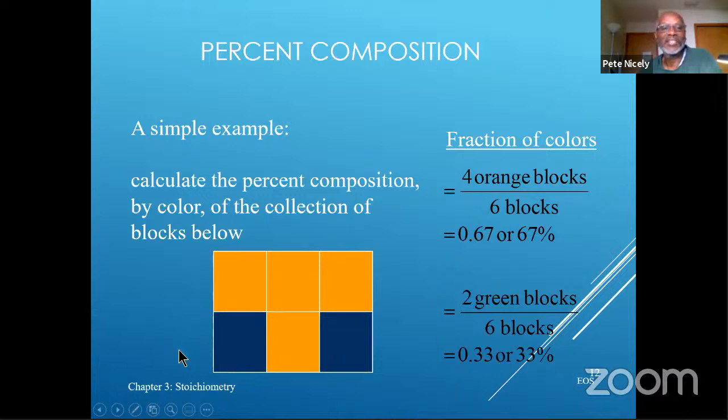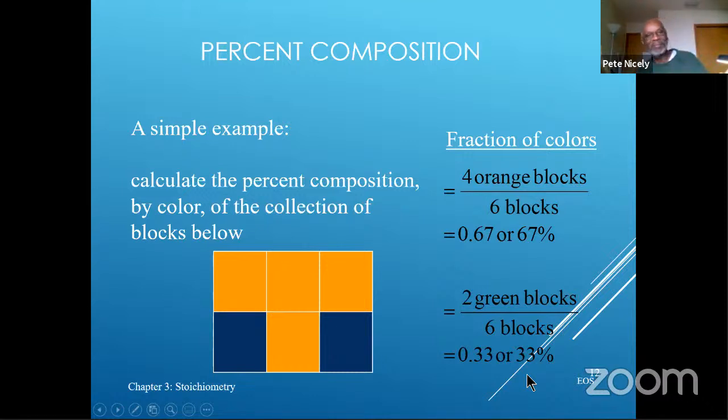If you want to find the percent composition by color, it's very simple. You divide the number of the particular colored blocks by the total number of blocks. So 4 orange blocks divided by 6, multiplied by 100, gives you 67%. And the 2 blue blocks divided by 6 will give you 33%. As you would expect, since there are only these 2 types of blocks present, when you add the percentages, 67 plus 33, you get 100%.